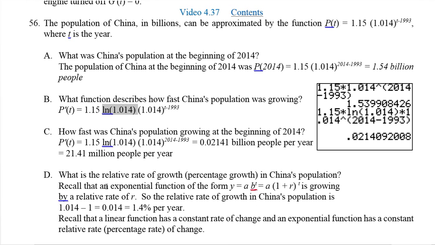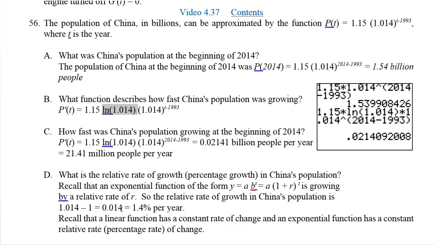What is the relative rate of growth, percentage growth in China's population? Remember that an exponential function, y equals a b to the t, or y equals a times 1 plus r to the t, is growing by a relative rate or percentage rate of r. So that base is 1 plus the rate. So if we subtract 1 from that base, we'll get the relative rate. So 1.014 minus 1 is 0.014. That's the relative rate. In a percentage form, that's 1.4%, and that's per year.